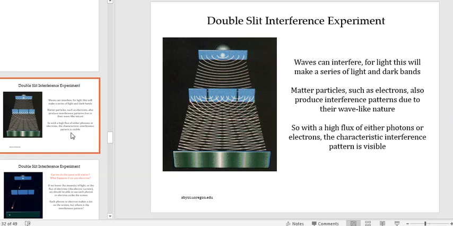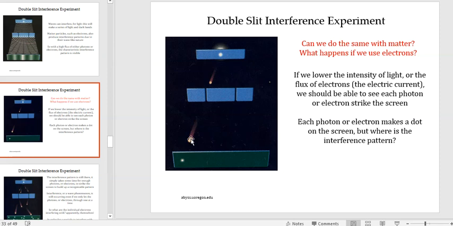Next time, we'll be taking a look at the double slit experiment, which you've seen before in a classical way, but we'll be looking at it in a quantum mechanical way.